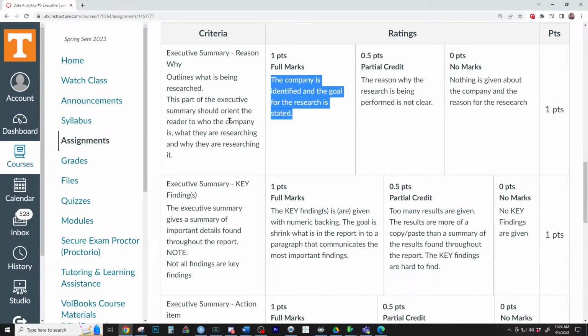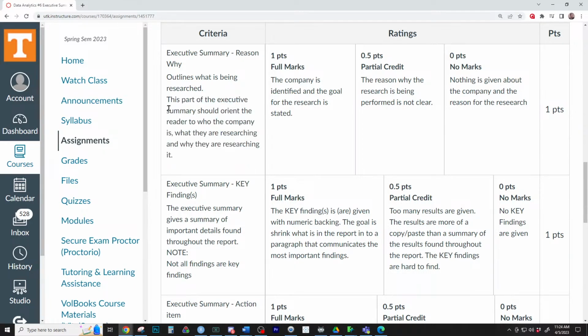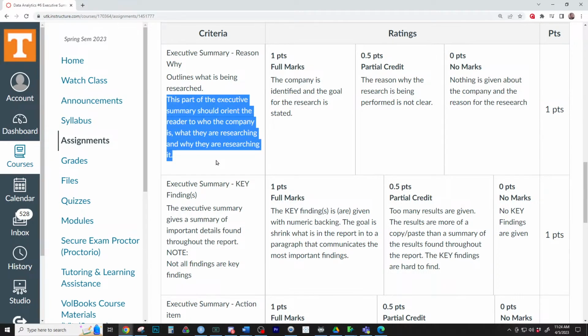This part of the explanation should orient the reader to who the company is, what they are researching, and why they are researching it. So right here, you need to tell them who the company is, what we're researching, and why we're researching. You could literally make each one of these one sentence. No graders should take you off for writing too much. Of course, if you write 10 pages on this, maybe they should. So I retract that statement.